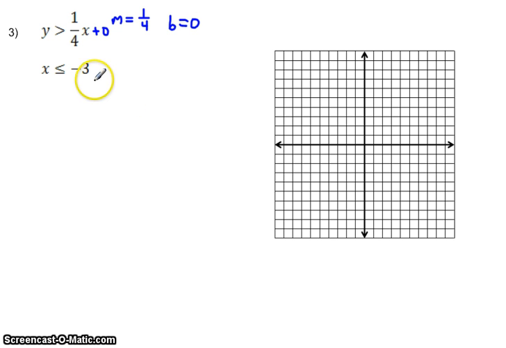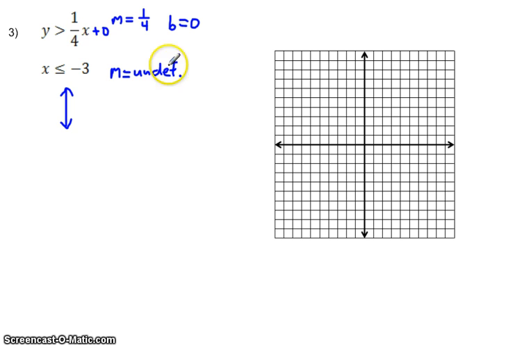And for the second part here, this is x is less than or equal to negative 3. Well, there is no y. This is the special case where we've got a vertical line because it's x isolated and there is no y. So it's going to be a vertical line. So the slope is really undefined.